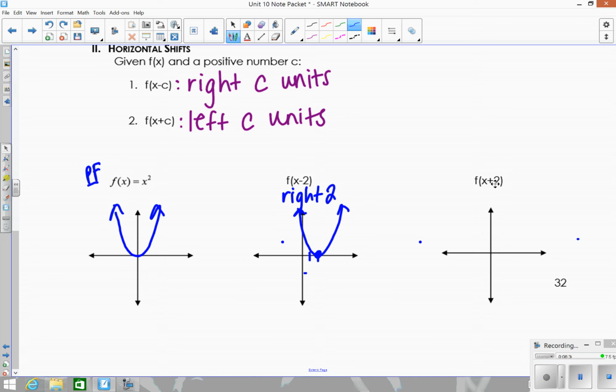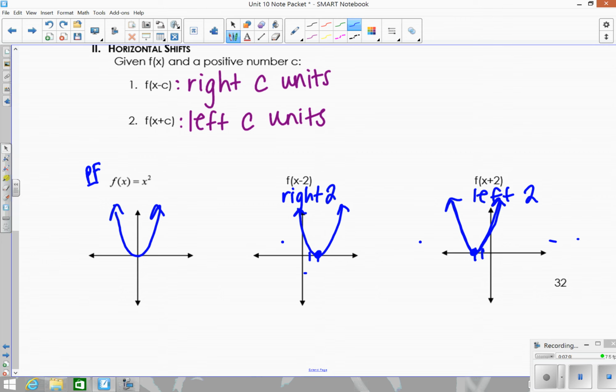And then this last one, it's +2, which really means left 2. And again, you know it's horizontal because it's in the parentheses, it's inside of the function. So when you're thinking about HIVO, it's in the inside, so it's horizontal, and you do the opposite of what you think. So left 2, and sketch the exact same picture, again, doing your best to make them look the same shape and size. So that's really it for the shifts.